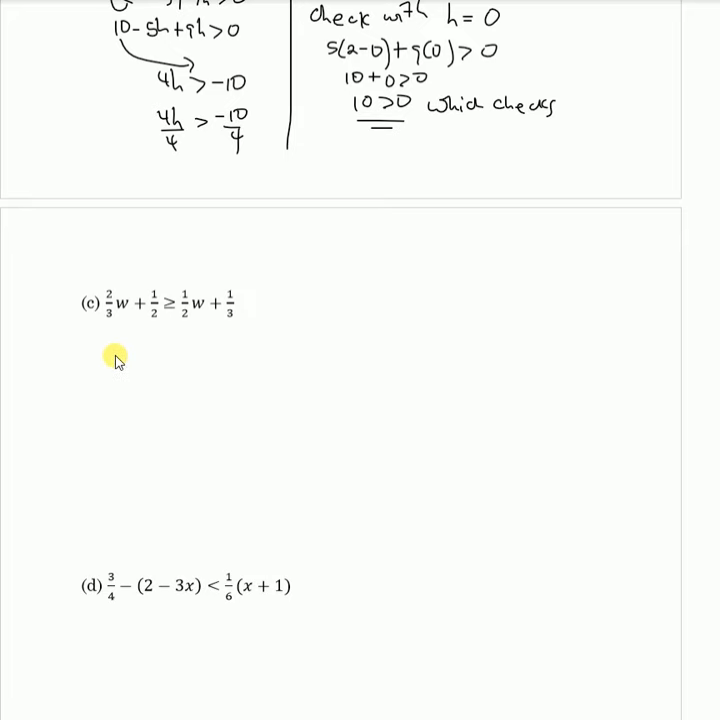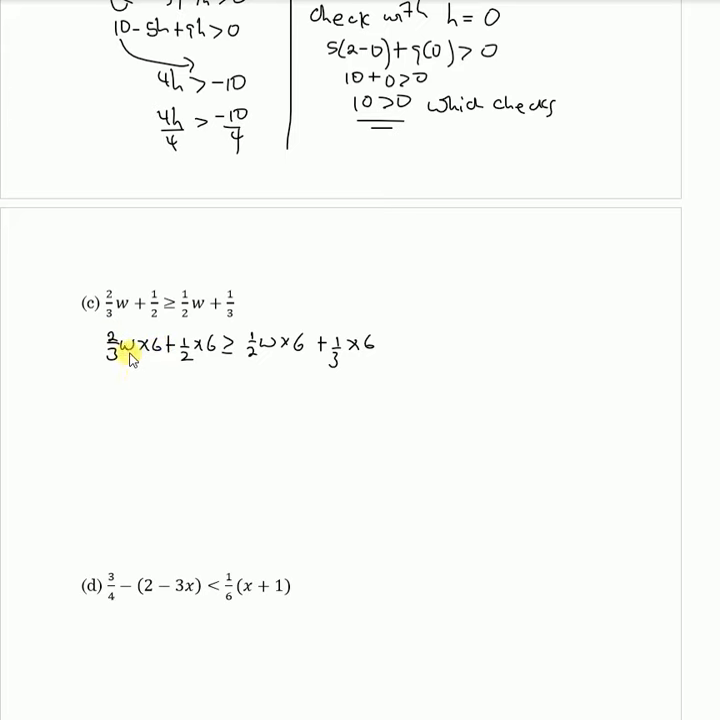So what we are going to do, these are 4 terms, 1, 2, 3, 4. Multiply through by 6. Each term should be multiplied. 2 over 3w times 6 plus 1 over 2 times 6 greater or equal 1 over 2w times 6 plus 1 over 3 times 6. That is what we call multiplying through by 6. You multiply each term by 6. 3 into 6 is 2, so there is a 2 which remains here.